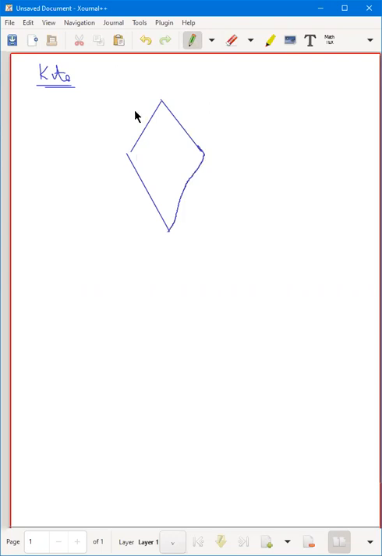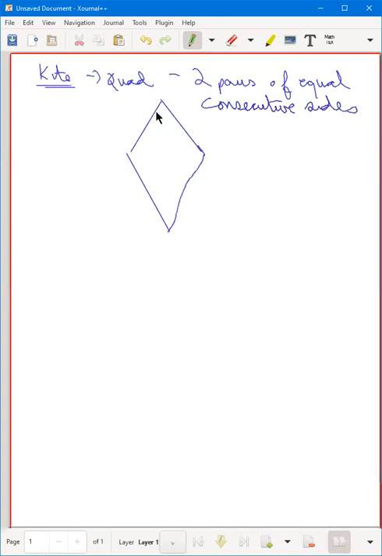Okay. So a kite, again, it's a quadrilateral, obviously, with two pairs of equal consecutive sides. Okay, so if this figure is P, Q, R, and S, that means PQ will be equal to PS. So that is PQ is equal to PS, these top sides, and SR will be equal to QR.